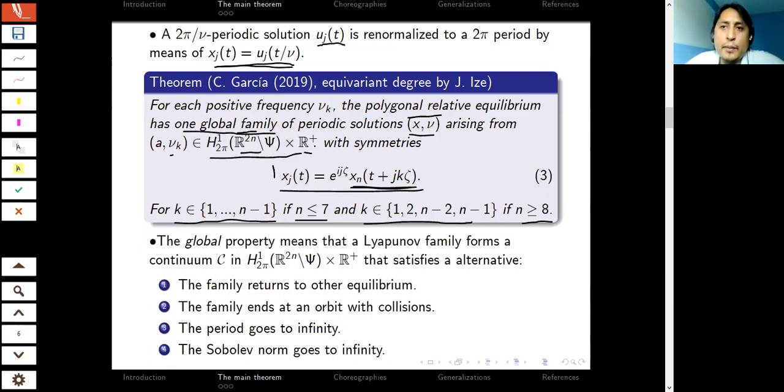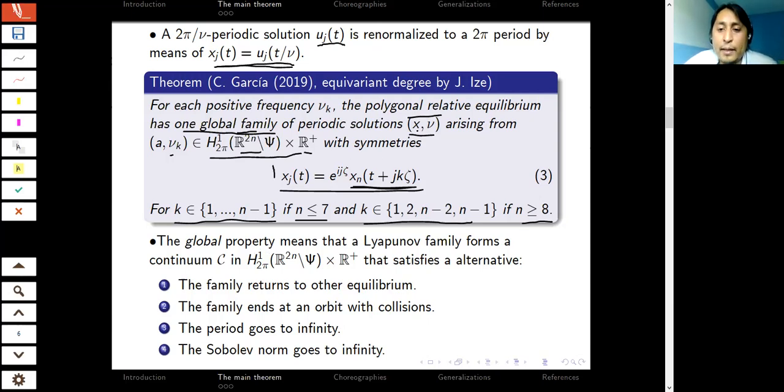So global is something that started in bifurcation theory with a result of Rabinowitz, which improved a result of Krasnoselskii, which was using just Leray-Schauder degree or Brouwer degree in order to prove the global existence of solutions in elliptic equations. So now in periodic solutions, the global property means really it's really an alternative. So what is the alternative?